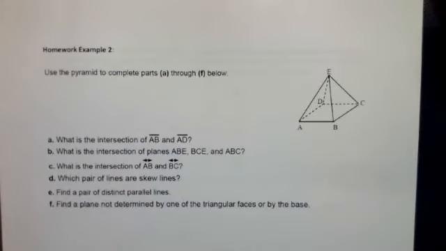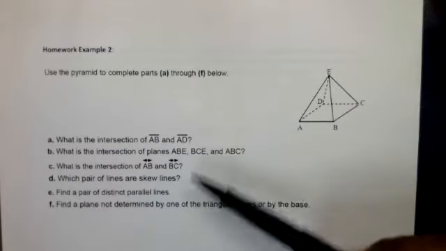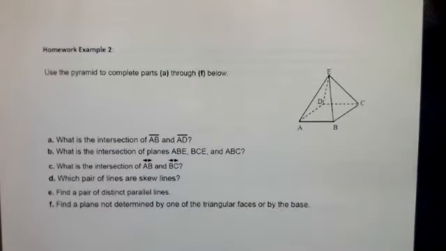All right, now homework example number 2, we're going to be using a pyramid to complete parts A through F below. Now in the handout, I just copy and paste the questions, but in the homework, it's going to look like this, with choices of answers. You just pick and choose which one will fit that situation.